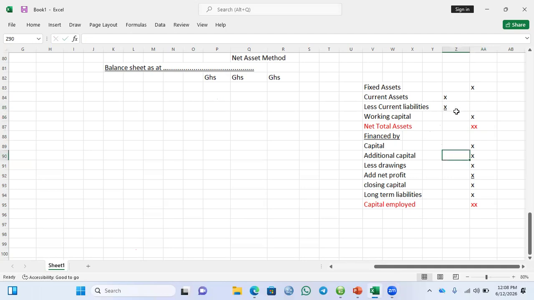So I want you to understand it like that. Bring your fixed asset, go and look for your working capital. And working capital is current assets minus current liabilities, right? Then when you get to the financing side, you look for your capital and add on long-term liabilities.